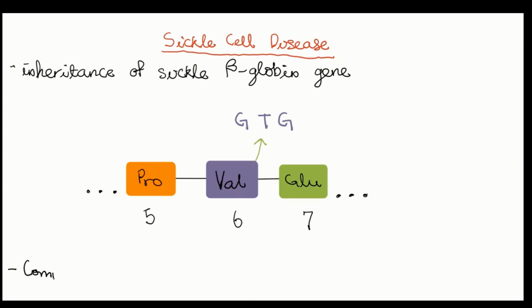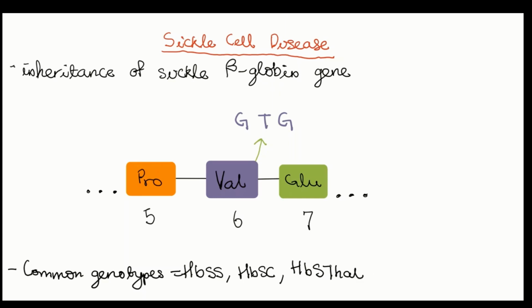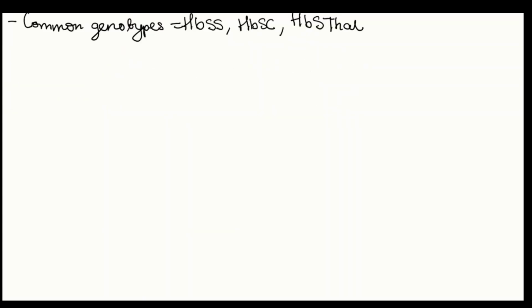Okay. The common genotypes are SS, SC, S beta thalassemia. SS, which is also known as sickle cell anemia, is the most severe, and AS is the sickle cell trait. You may be wondering, how does one little substitution lead to this problem?